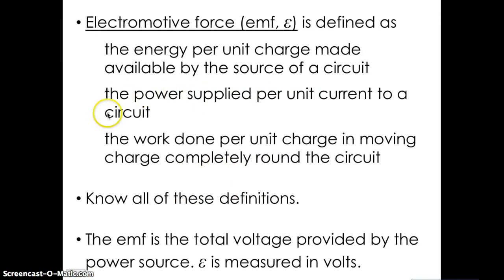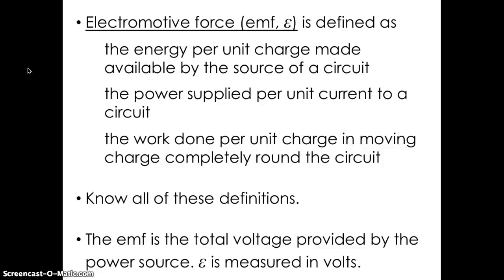I'm going to skip the second for now and come to the third. The third definition is EMF is the work done per unit charge in moving charge completely around the circuit. So the first thing that we notice, energy per charge, work done per charge. These are similar definitions to the definition of voltage or potential difference. Okay? EMF is essentially the total voltage which is made available by some source of a circuit. So it could be the total voltage made available by a battery or by a generator or any other EMF source.